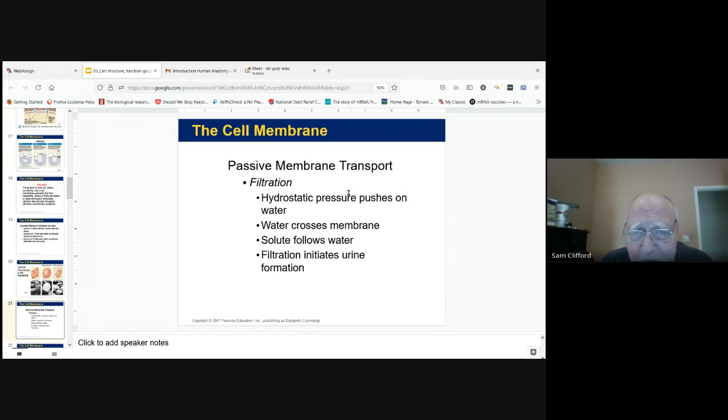Okay. Filtration is based upon the hydrostatic pressure of the water. So where there's higher concentration of water, water's going to cross the membrane. Solutes follow water. Filtration is important in the production of urine.